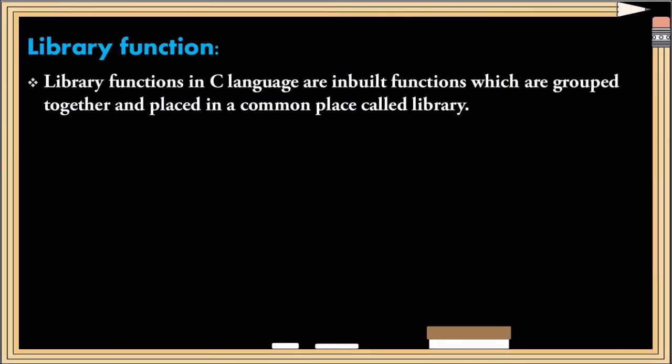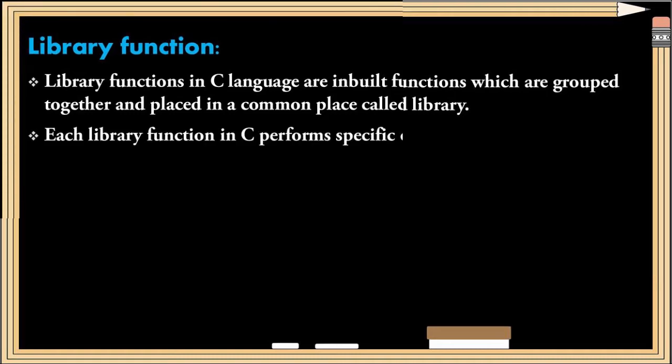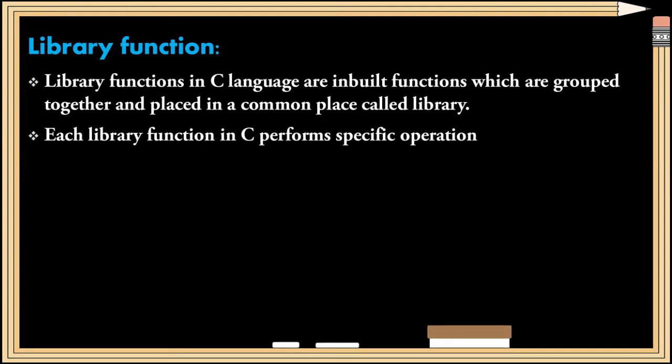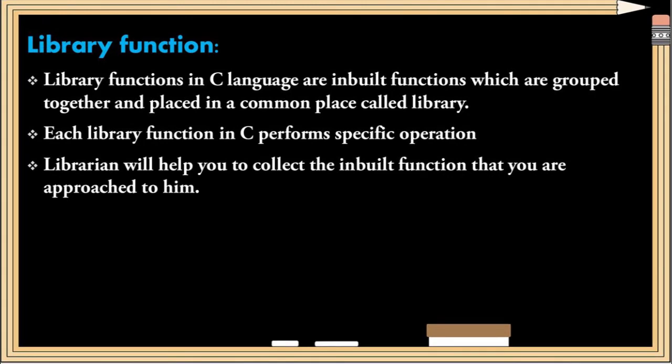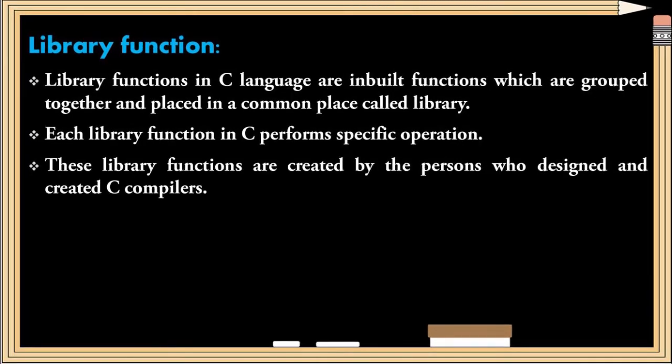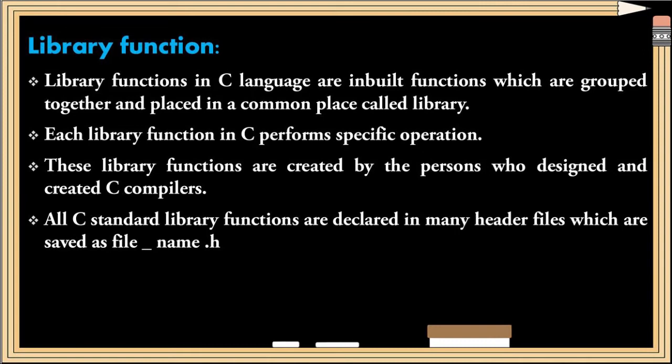Library functions in C language are inbuilt functions which are grouped together and placed in a common place called library. Each library function in C performs a specific operation. The librarian will help you to collect the inbuilt functions, and these library functions are created by the people who designed and created the compilers. All C library functions are declared in many header files which are saved as filename.h.